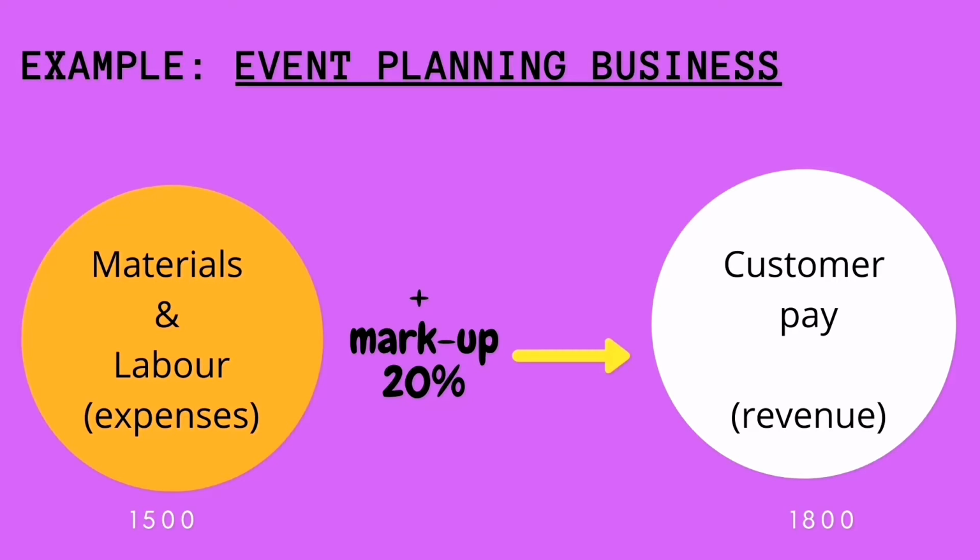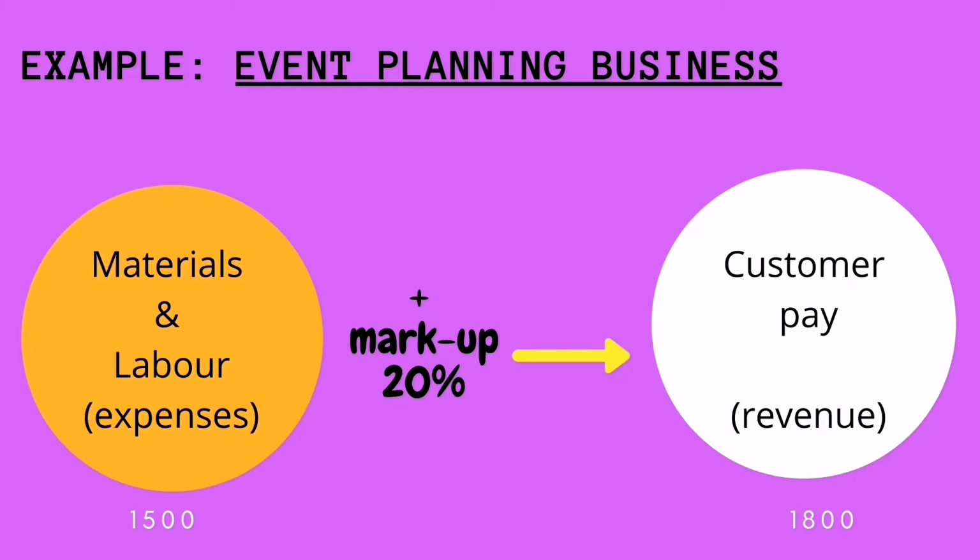Let's say your business is an event planning business where you help people to plan events like birthday parties, wedding parties, and etc. So you need to buy materials and hire labor in order to carry out the party. So the amount that you pay for the materials and for wages are considered as your expenses.